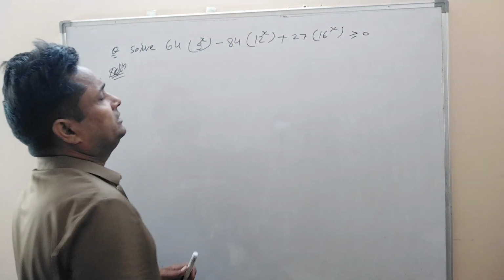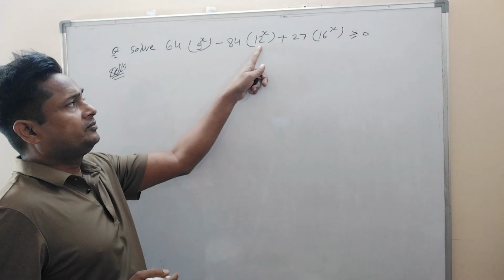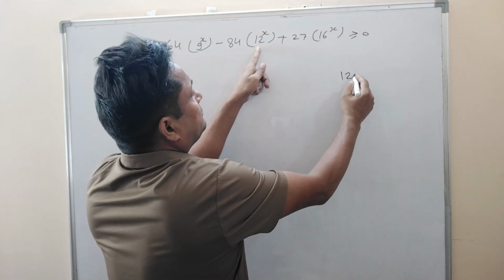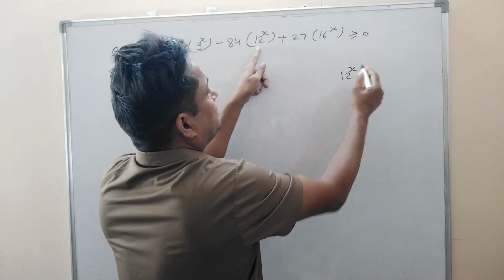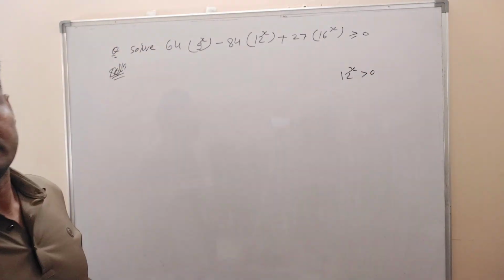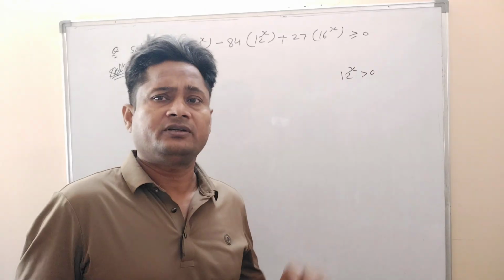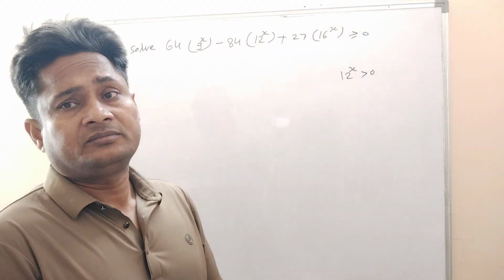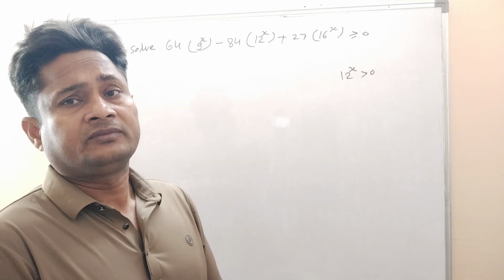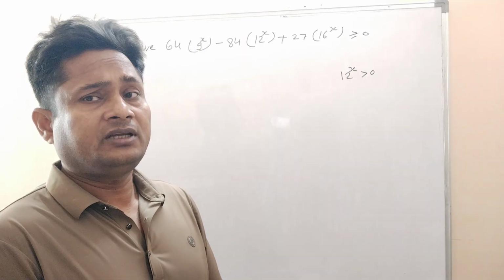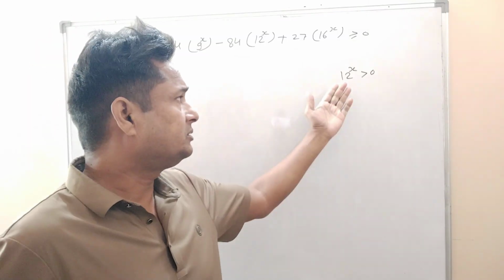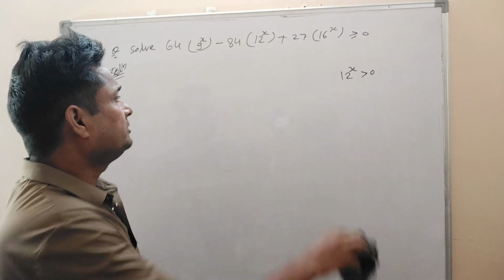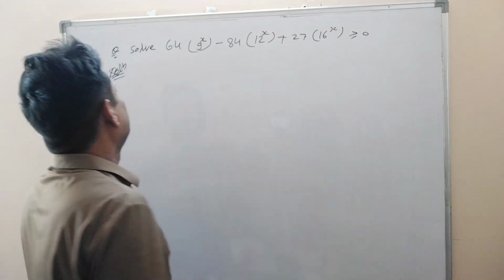Now see here, b is what? 12. So 12 to the power f(x) is always a positive number. So we can divide this inequality by 12 to the power x, and the inequality will not change because 12 to the power f(x) will always be a positive number.